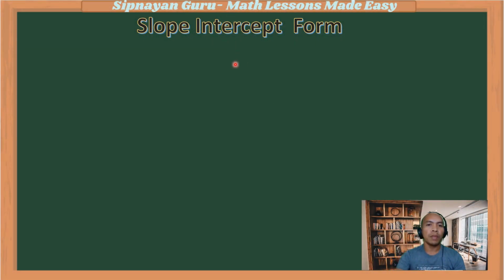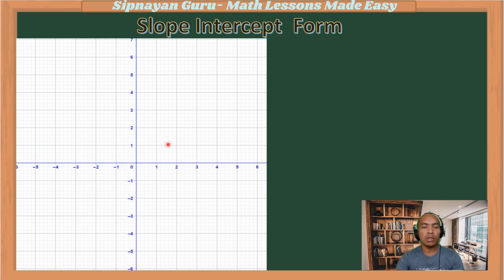Slope-intercept form. Before we continue with our lesson, let us first find out what is meant by an intercept. Let's illustrate this through a number line. As we all know, the Cartesian plane is divided into four quadrants: the first, second, third, and fourth quadrants. What if the points are located along the y-axis or along the x-axis?